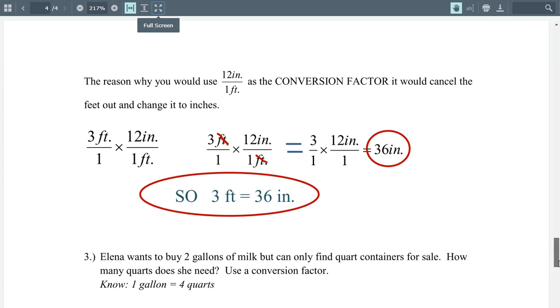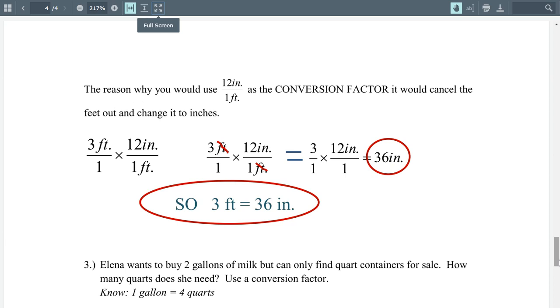Let's look at another example. Elena wants to buy 2 gallons of milk, but can only find quart containers for sale. How many quarts does she need? Use a conversion factor. We know that 1 gallon equals 4 quarts. So how many would 2 gallons be? Now I know that this question is very easy. You can just solve it mentally, but the direction asks you to use a conversion factor. So what can you multiply 2 gallons by to convert it into quarts? Now make sure you use the relationship 1 gallon equals 4 quarts.